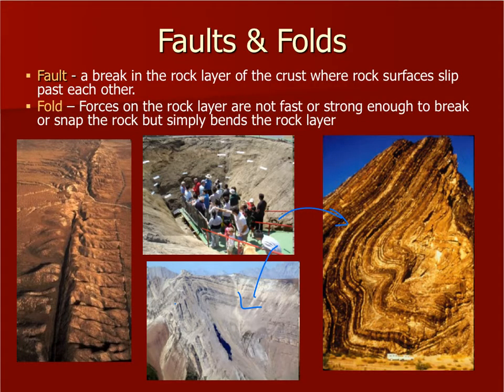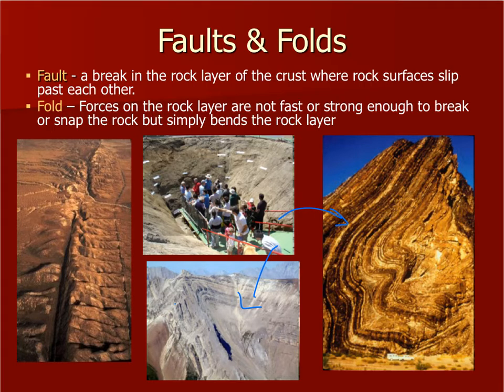Faults and folds. A few things you need to understand vocabulary-wise is the difference between a fault and a fold. A fault line is a break in a rock layer of the crust where the rock surfaces slip past each other. Fault lines occur at transform boundaries. Folds are forces on the rock layer, and it's when the rock is not moving as fast or is not strong enough to break or snap the rock. So instead it simply bends the rock layer.